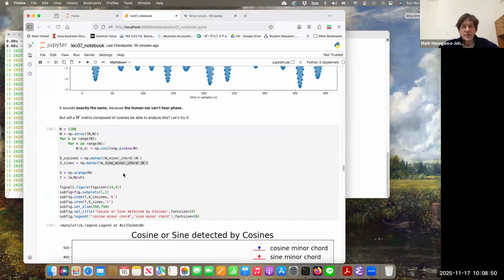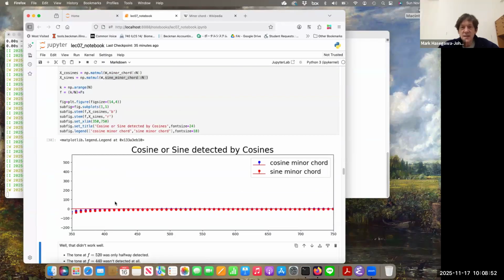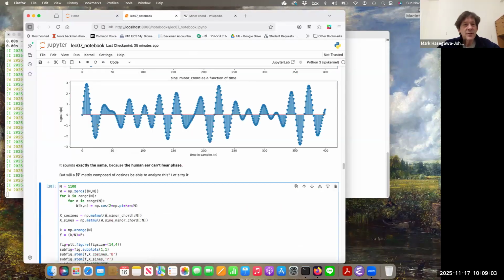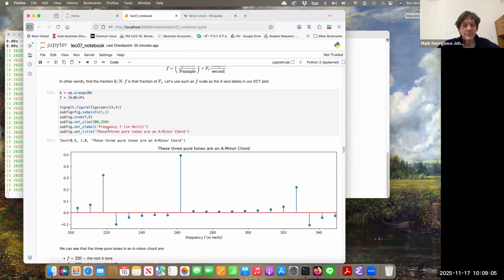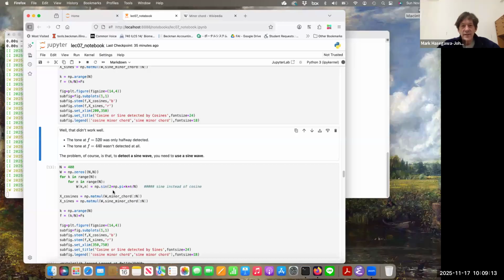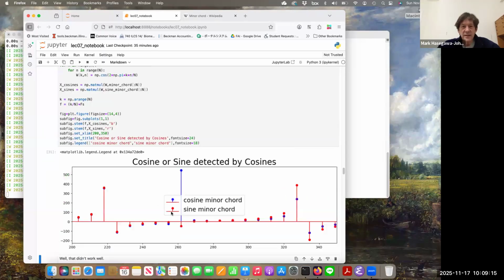So here's the cosines and the sines detected by the cosine minor chord. This is not showing what I want it to show. We want this to be between, what are the frequencies up here? 200 and 350. All right, so the red one is showing the sine minor chord, the blue one is showing the cosine minor chord.